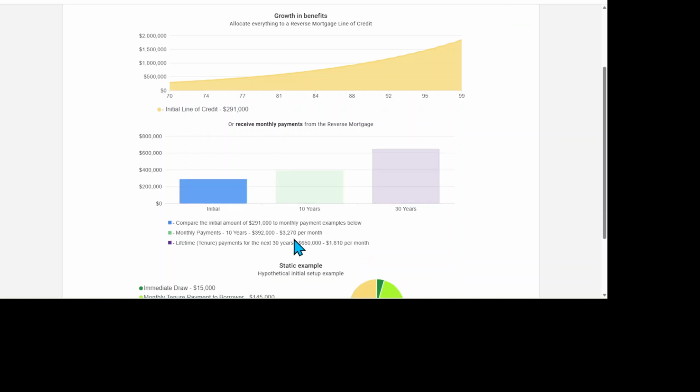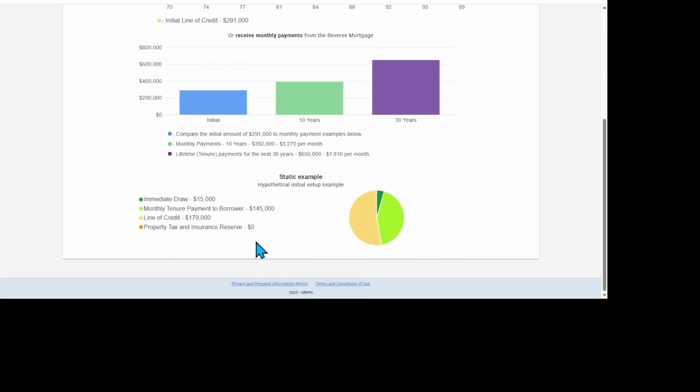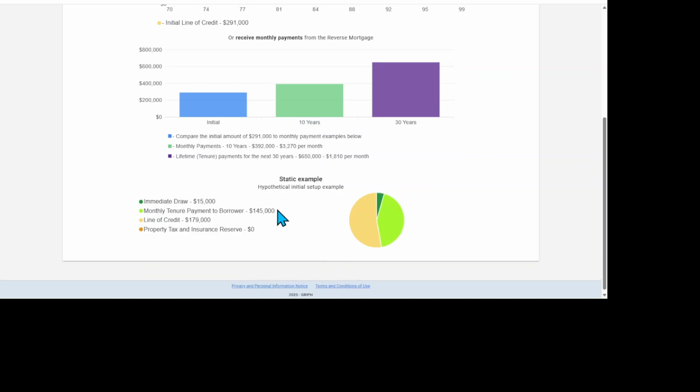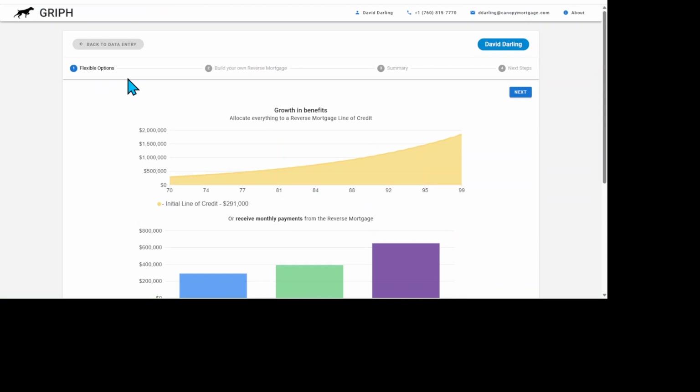These are not your only two options. Here's more of an example about how you might arrange a reverse mortgage. You might pull out $15,000 up front to pay off the car loan. You might allocate $145,000 to receive a monthly lifetime payment, and leave the rest, that $179,000, in the line of credit. Could be sort of a rainy day fund, so to speak. So that's just to give you some options that you understand are available to you.